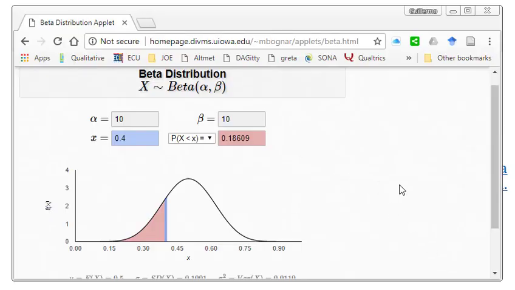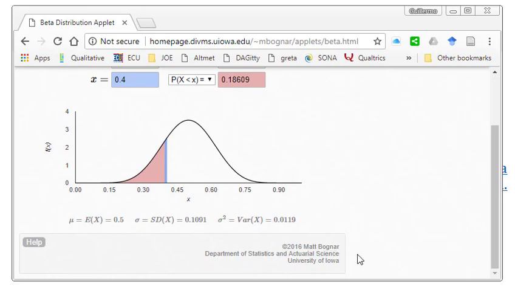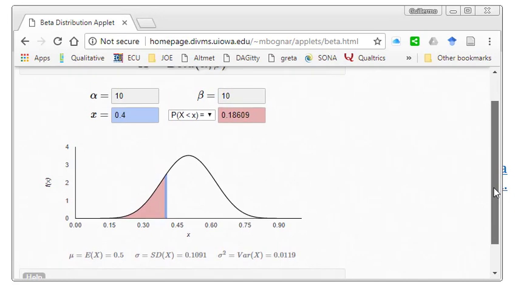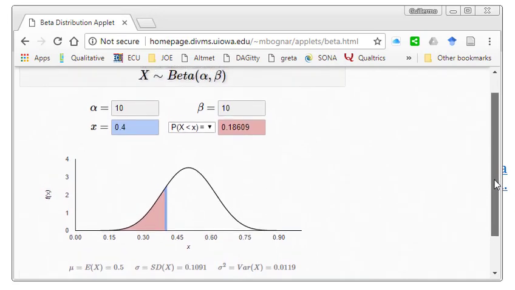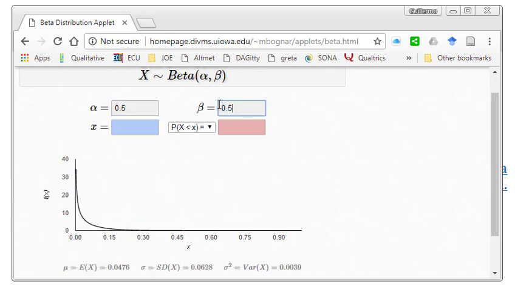Okay, so here is the website. The website is by Matt Bognar from the Department of Statistics and Actuarial Science of the University of Iowa, and it has this nice applet that you can play around with the parameters alpha and beta of the beta distribution. You're going to see that the shape is sometimes symmetrical, like the normal distribution, but it's not always the case. So let's try with parameters 0.5 for alpha and 0.5 for beta.